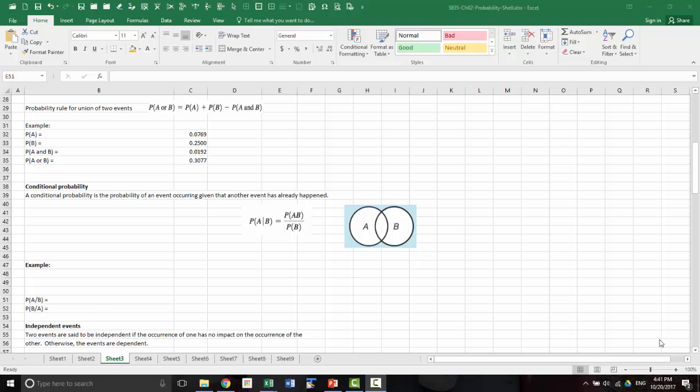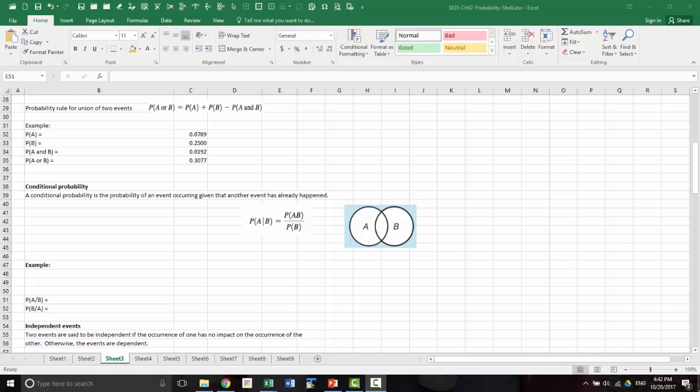So for example, you draw a card from a deck of 52 cards, and suppose the person who is looking at the card says that it is a 7. So we know that the card is 7. Now what is the probability that it is a heart? What is the probability that it is 7 of hearts? So that would be a conditional probability.